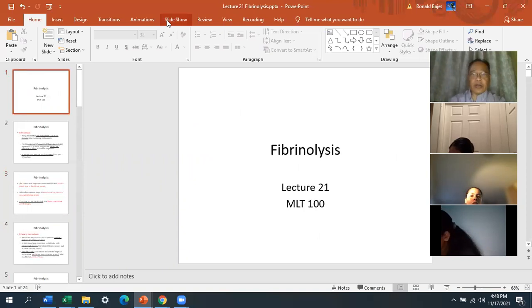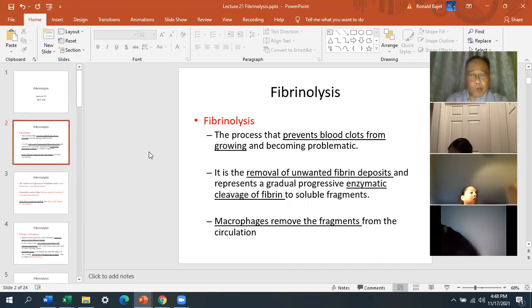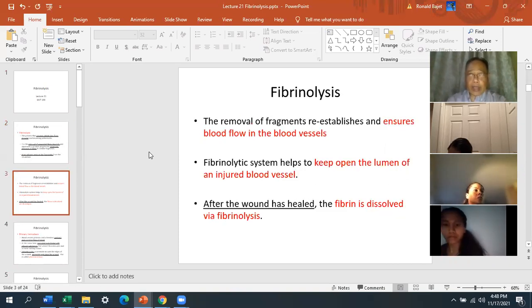Are there any questions? Yeah, can you go over the circulatory changes during fibrinolysis? The circulatory changes? Mm-hmm. For example, okay, so like for example, when you get a cut.